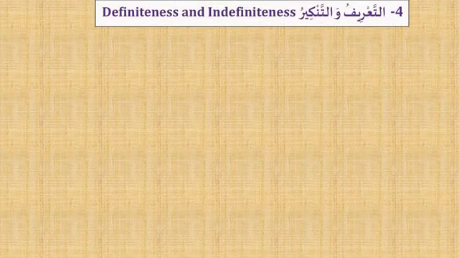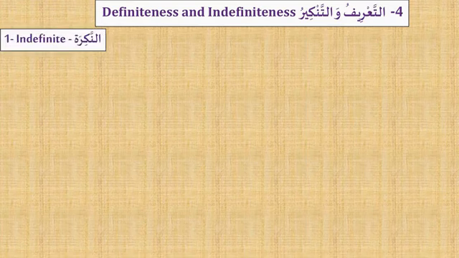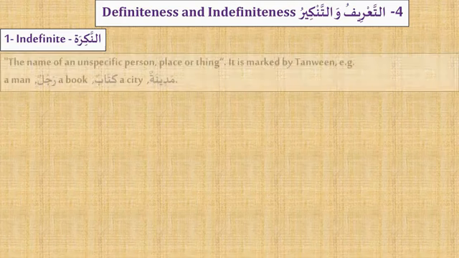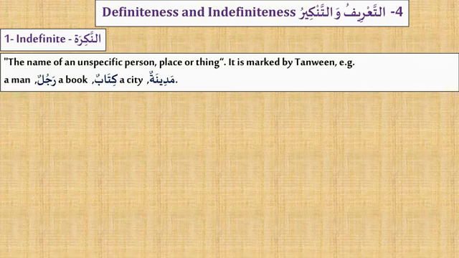The fourth and the last quality of a noun is at-ta'rif wat-tankir, definiteness or indefiniteness. The first one, indefinite, an-nakirah. An-nakirah is called indefinite. The definition of it is the name of an unspecific person, place or thing. It is marked by tanween.